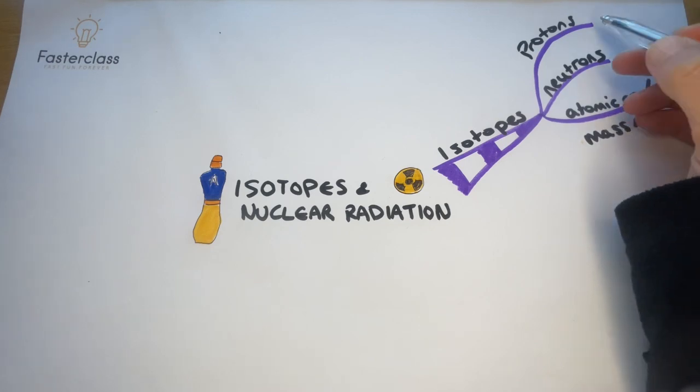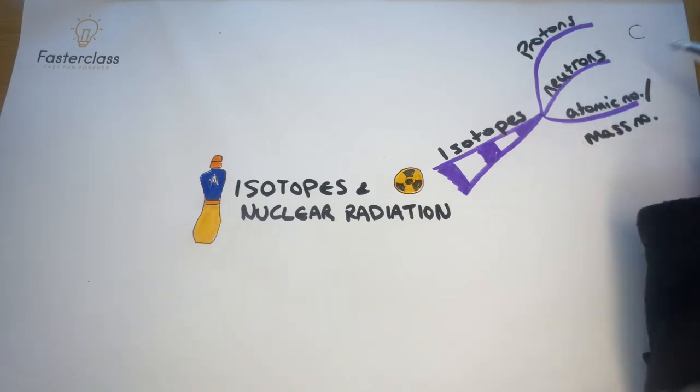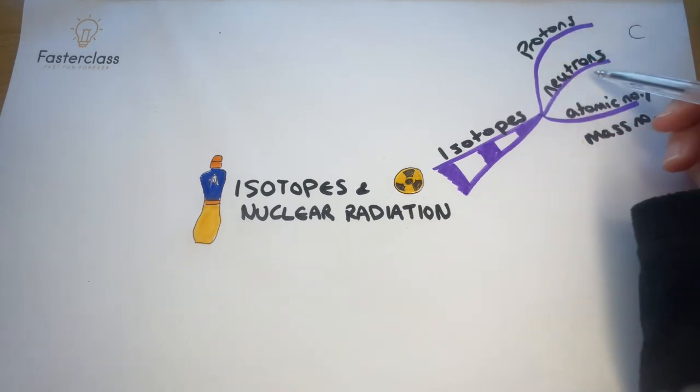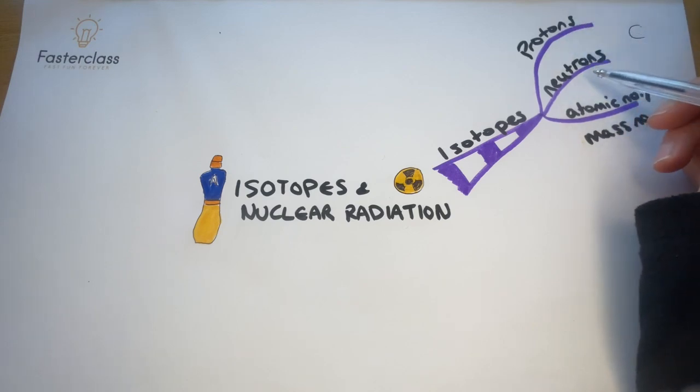Yeah, what is the mass number? It's the number of these plus the number of those, because electrons don't have a mass. So we're just counting this one and this one. They've got a mass of 1 each, which is a relative mass.